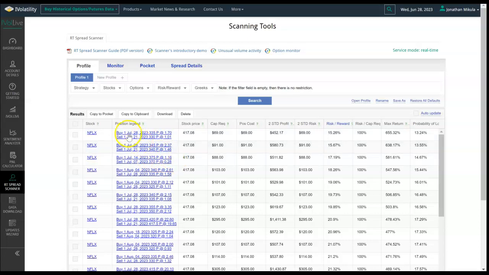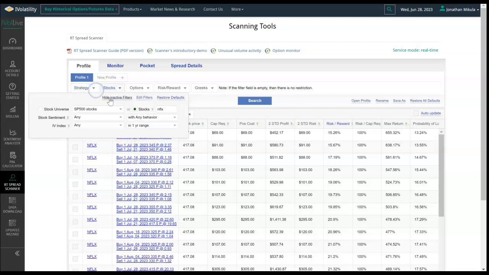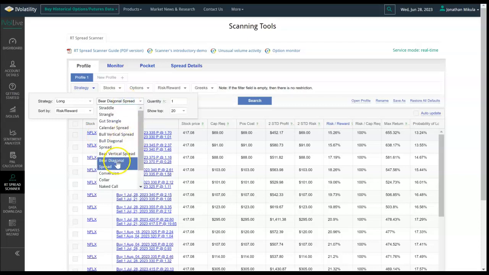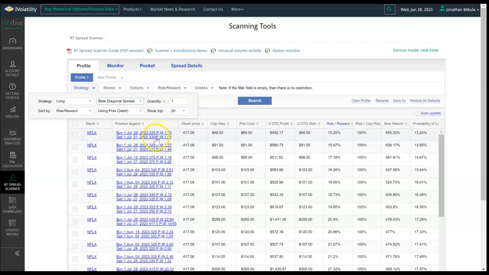and we can see the bear diagonal spread. So remember, we're here in a bear diagonal spread. And just before we go through the results, what we're looking at here is the name of the stock, Netflix. And what's different with a bear diagonal than a bear vertical is that on a bear diagonal, you're going to have different expiration dates, right? And you're going to have different strike prices.